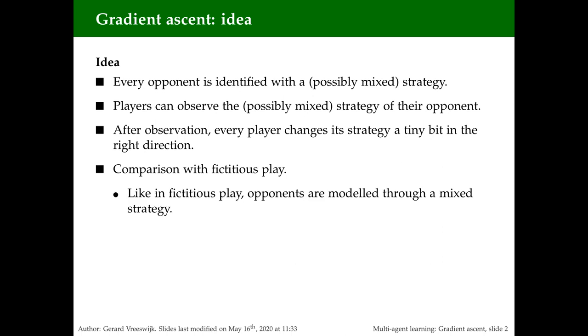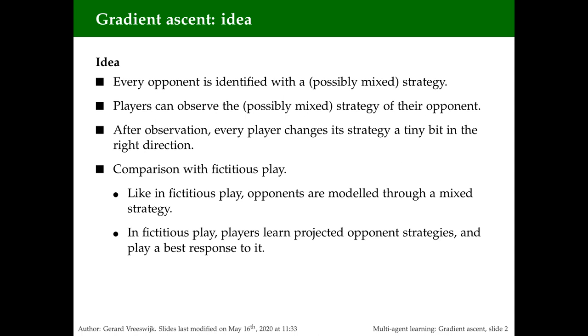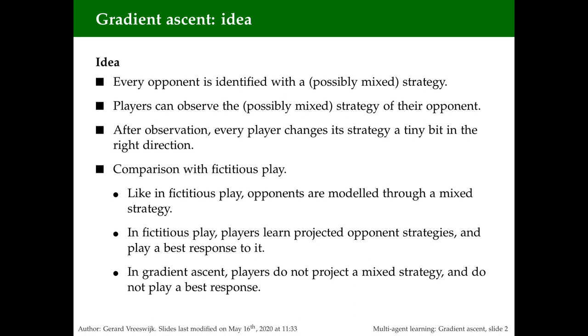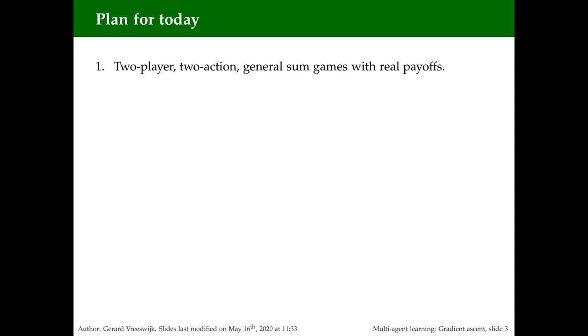Also in fictitious play, opponents are modeled through a mixed strategy, but they play a best response to it. But in gradient ascent, players know the mixed strategy of their opponent, and as a response they change their own mixed strategy by adapting it a tiny bit in the right direction. So in gradient ascent, players do not project a mixed strategy, they actually know the mixed strategy of their opponent. And they do not play a best response, but move a tiny bit in the direction of a best response.